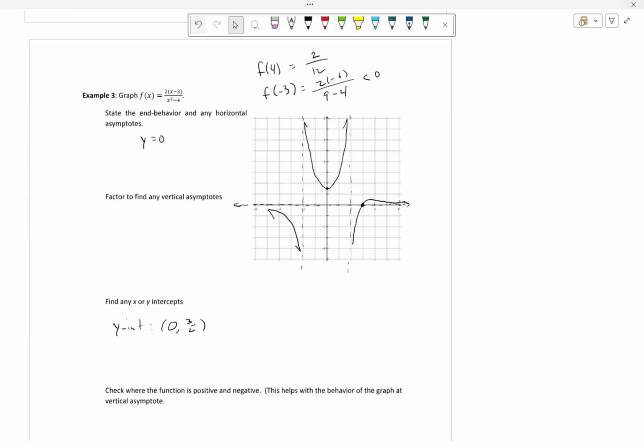Because I plugged in this -3, and I was saying that I get a negative number. Same thing up here. Yeah, there's no clue here like there was in the last one. We'll see.